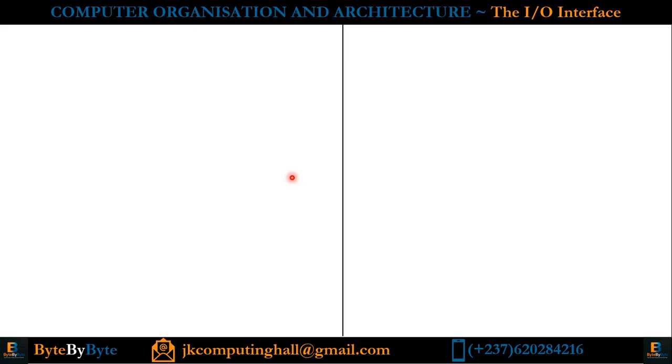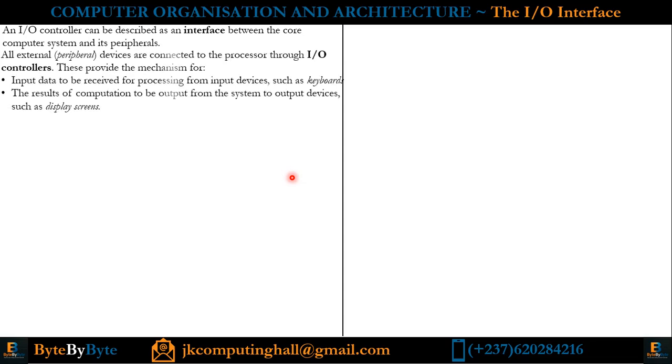Today, we are going to look at the input-output interface and how the processor communicates with peripheral devices. An input-output controller can be described as an interface between the core computer system and its peripherals. If you remember very well the diagram we had concerning the Harvard architecture and the von Neumann architecture, in between the processor and the input and output devices and even the storage devices, we had a controller, the input output controller, and that is what we are going to look at today.